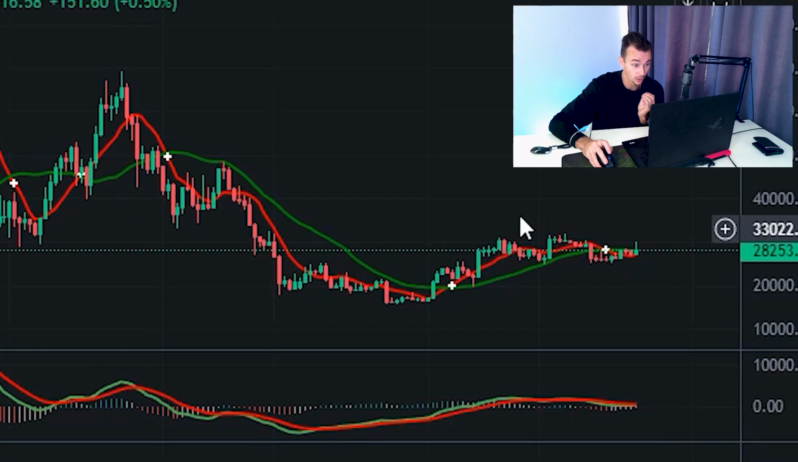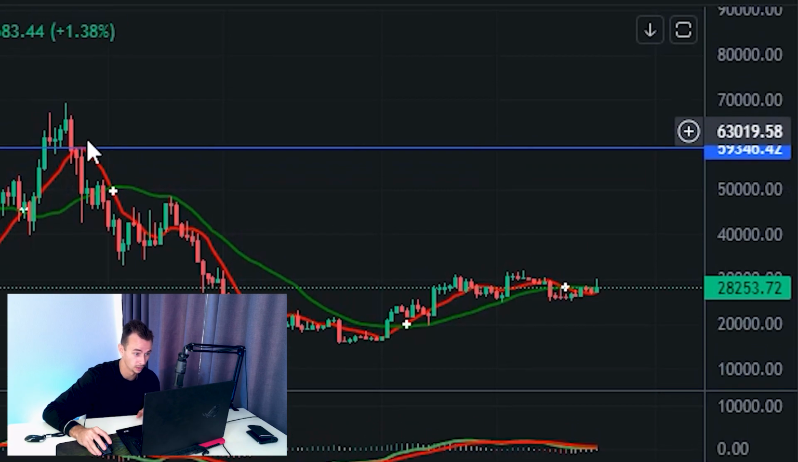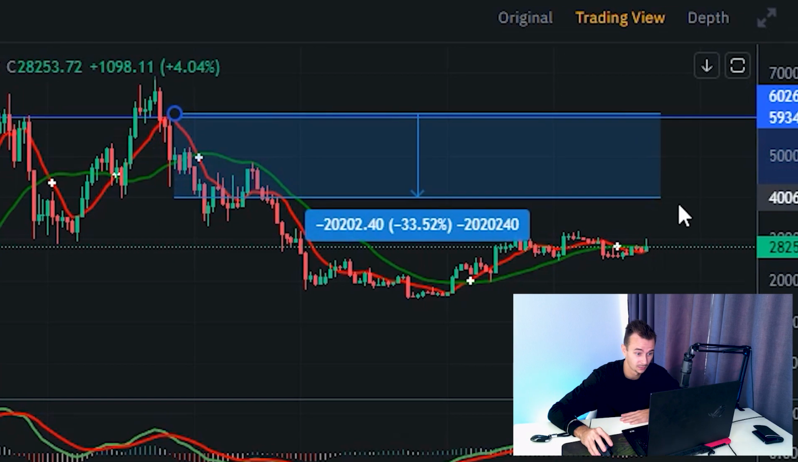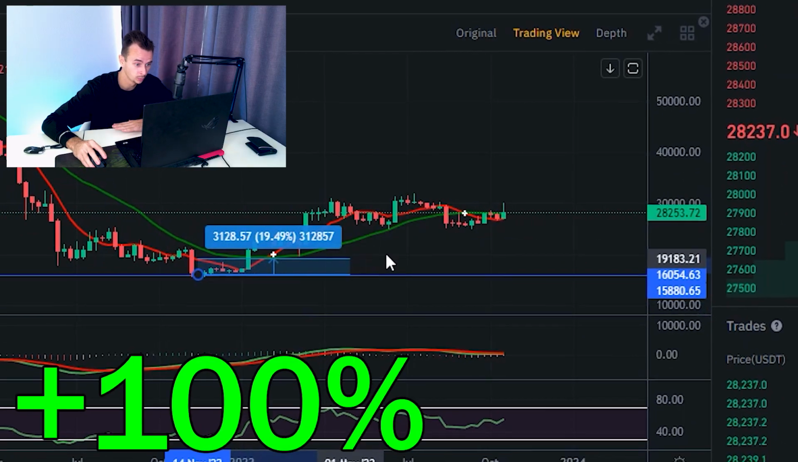If you bought Bitcoin 2 years ago, let's say at a price of $59,000, now you would have half as much money, since the price has fallen by half. But if you bought Bitcoin 1 year ago at a price of $15,000, now you would have twice as much money. Okay guys, now you know how it works, so we can get started.